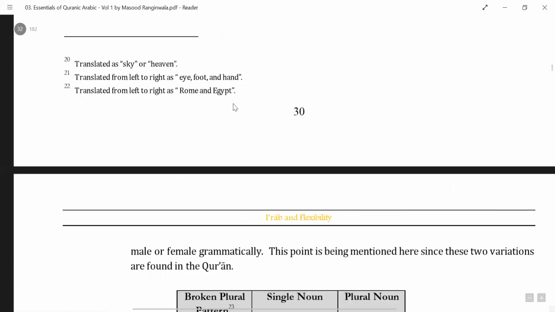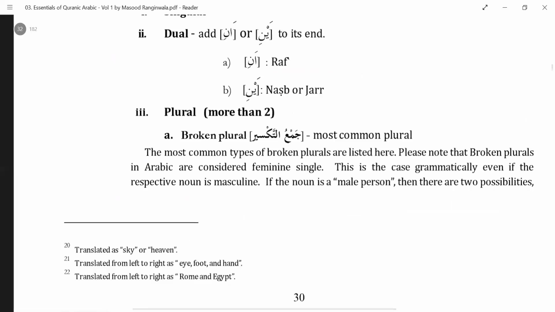Atun is rafa, atin is nasb or jar. Apart from this plural, we also have something called jam'ut taksir, which is broken plural. It's very common in the Quran, so you need to know a couple of words with their broken plurals. The list is given at the end of this book as well as in 80% Quranic words. I will drop a message in the WhatsApp group with the page numbers that you need to memorize and a snapshot of the image. As homework, you need to memorize those words.